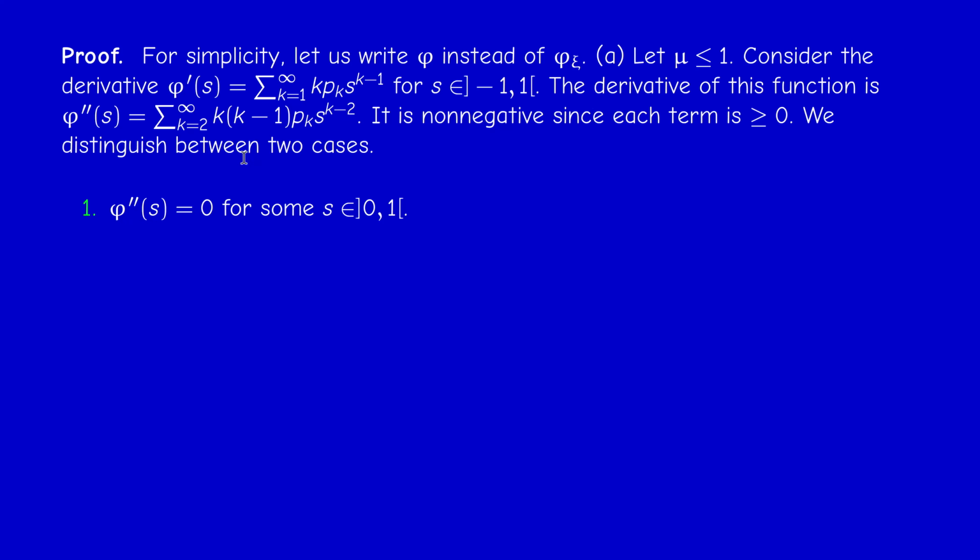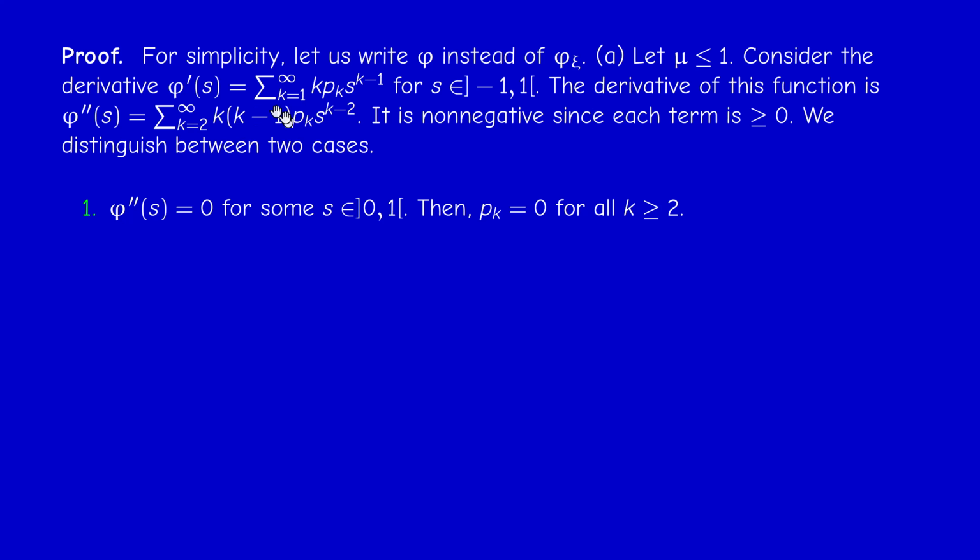So we distinguish between two cases. Phi double prime vanishes at some point, and phi double prime is strictly positive. Okay, we are in case A. If phi double prime of s is 0 for some s, what does it mean? So I take this s, and I have an infinite series which is 0. So all terms are 0, starting from the index 2, right?